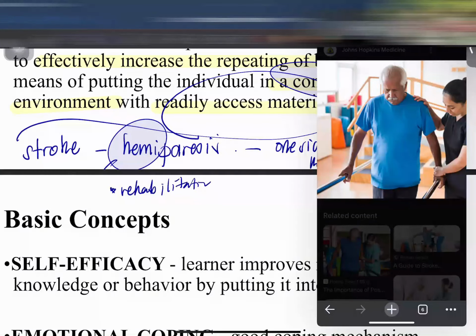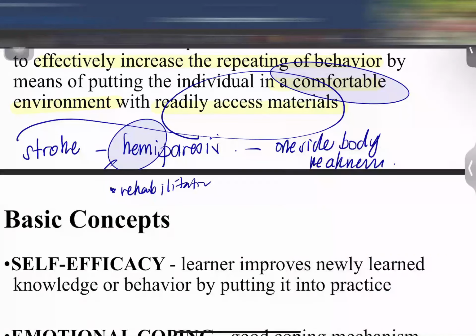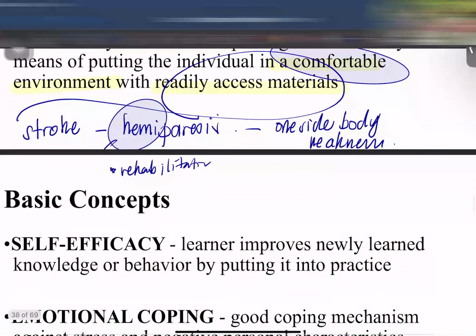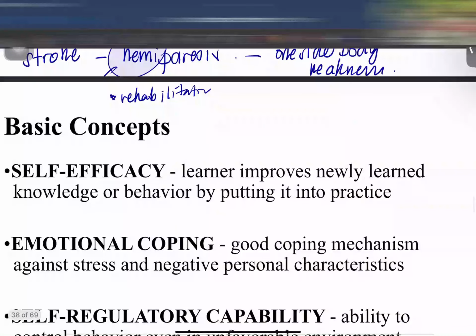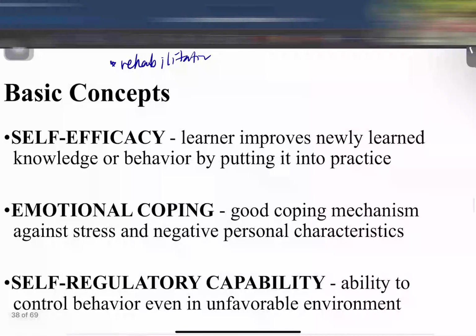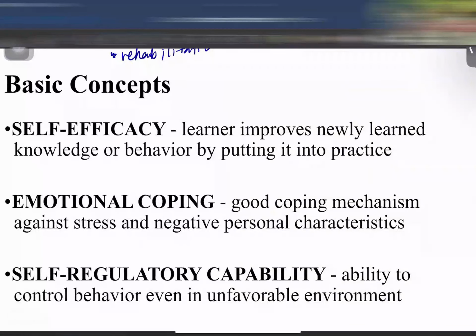We would want him to have his senses go back to normal. Gusto natin, class, na bumalik yung left-sided weakness niya, baka po mag-normal, or para mas strengthen natin yung extremities ng patient natin. So class, we are doing it to make the materials readily accessible to them. Because class, we aim for self-efficacy. So class, when we talk about self-efficacy, the learner improves newly learned knowledge or behavior by putting it into practice. Okay? Because class, take note, we are learning here about learning.